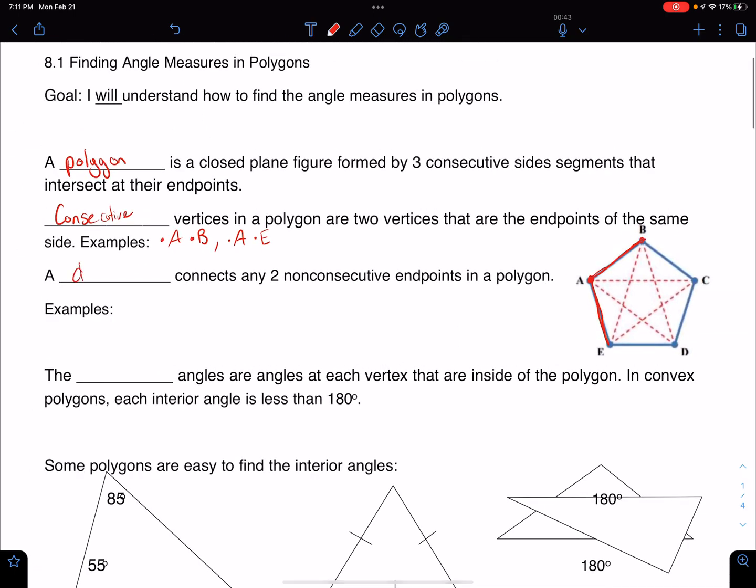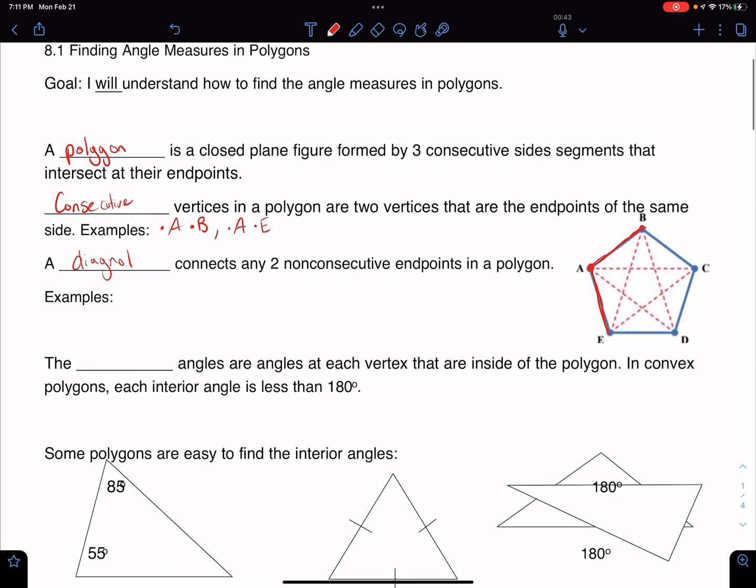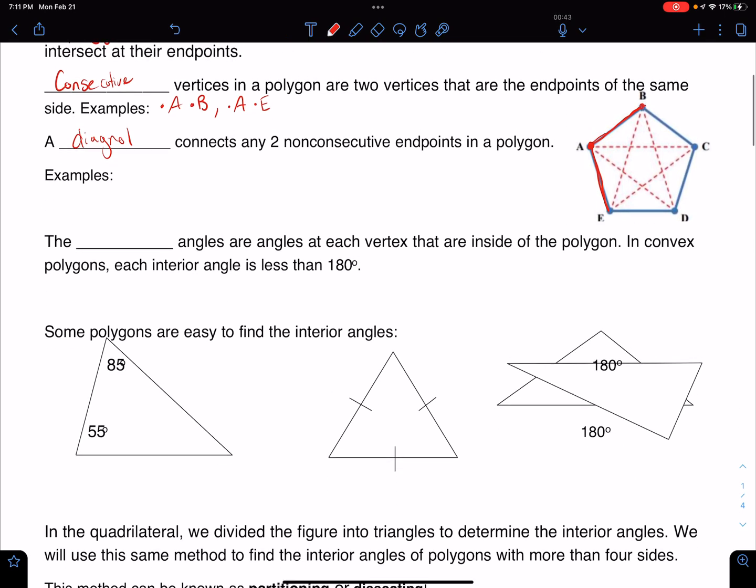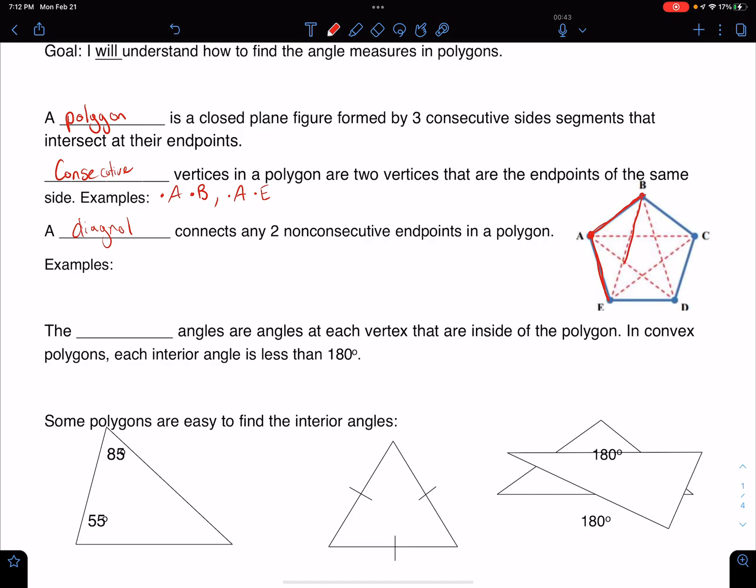Okay? A diagonal connects two non-consecutive endpoints. So that's anytime it goes across. So like BE is one, BD is one. All right, so it's just connecting two non-consecutive endpoints.